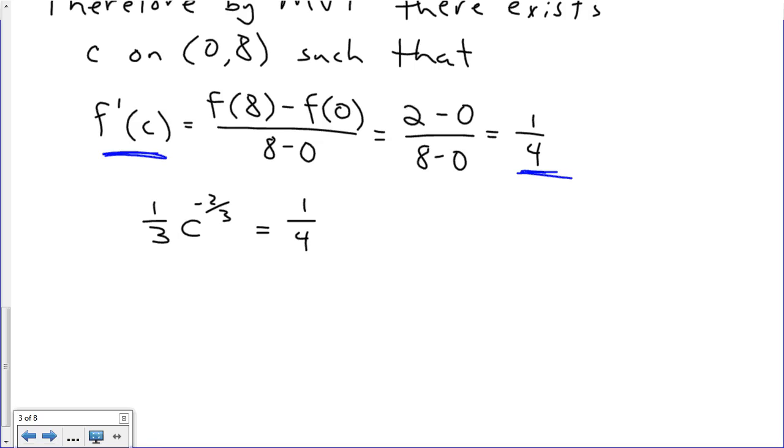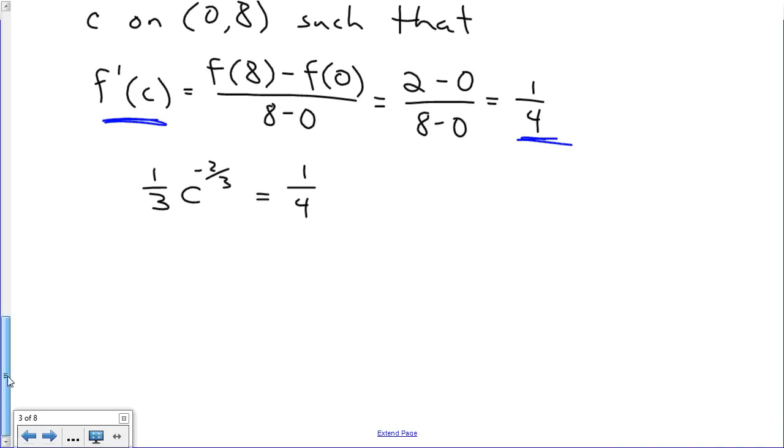So here's the equation that we need to solve to find out c. You could use your calculator to do this. You could graph the function on the left side, graph the function on the right side, the 1/4, and find where they intersect. You could use solver to do it. This one isn't too bad to do algebraically, so I'm just going to go ahead and use a little algebra to do that.